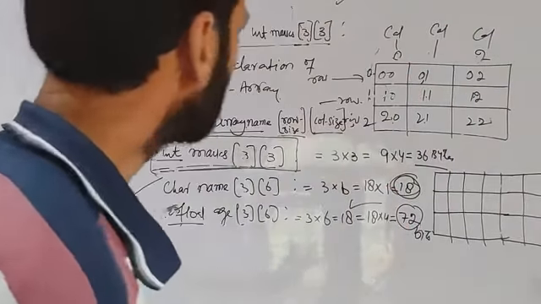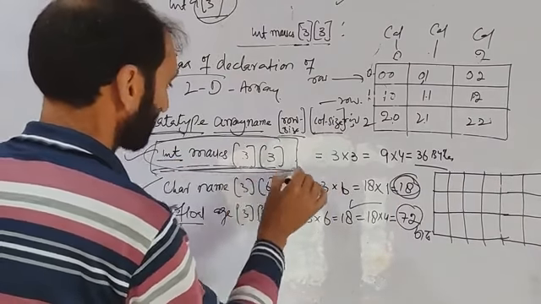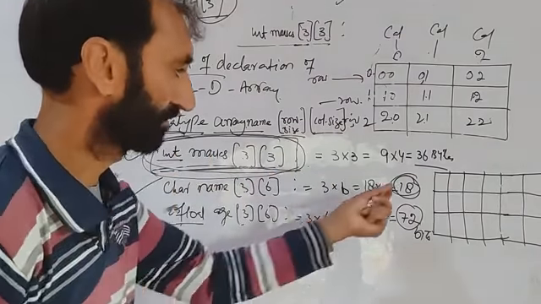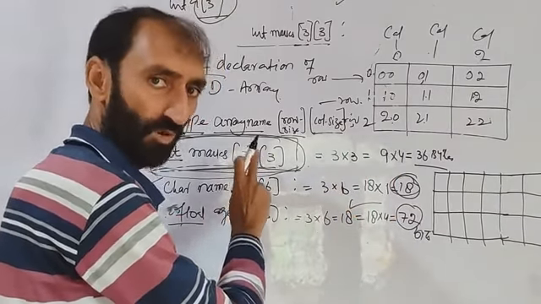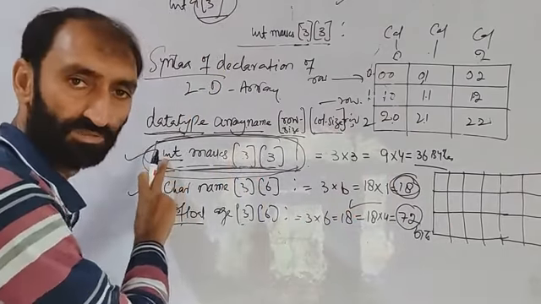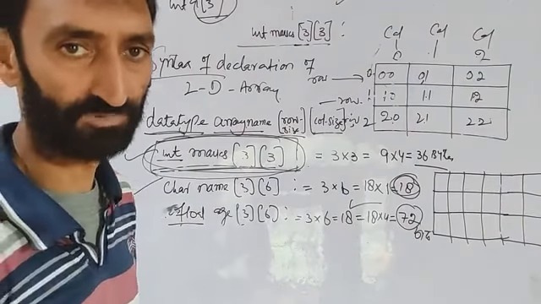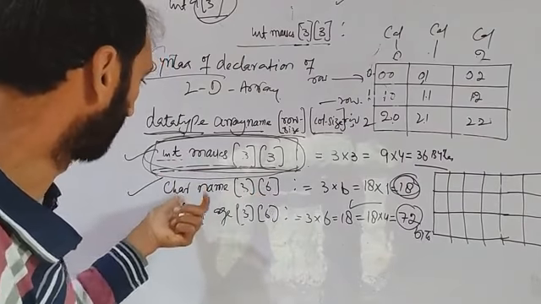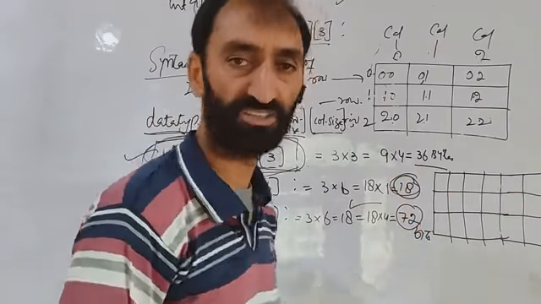How we are going to calculate the size of the two dimensional array: how much memory is allocated for a two dimensional array. Row size times column size times the data type size. So here 72, 18 and 36.